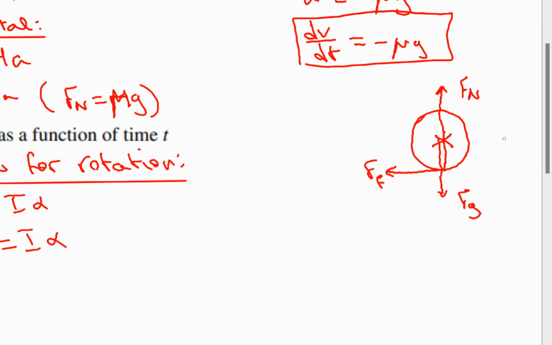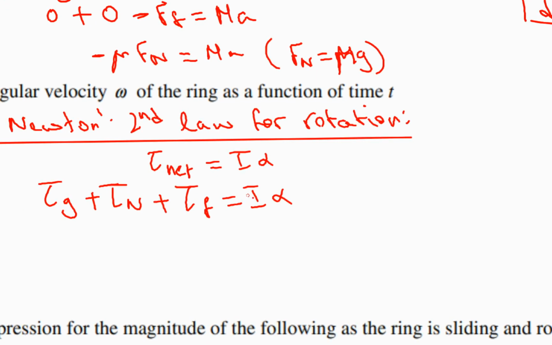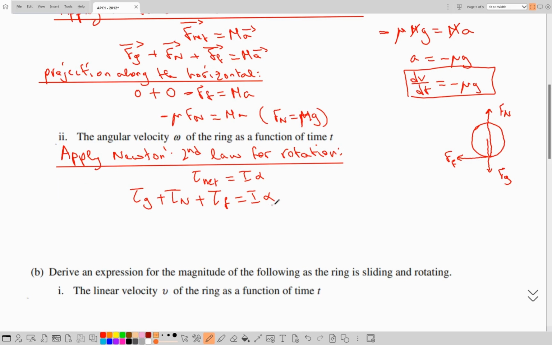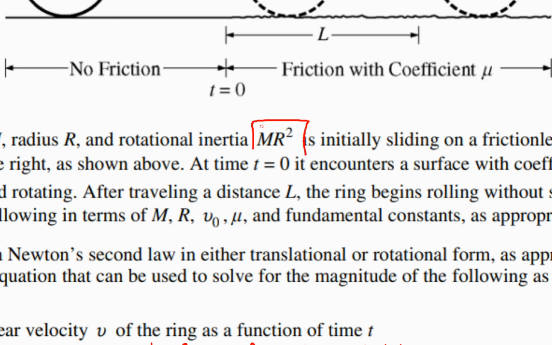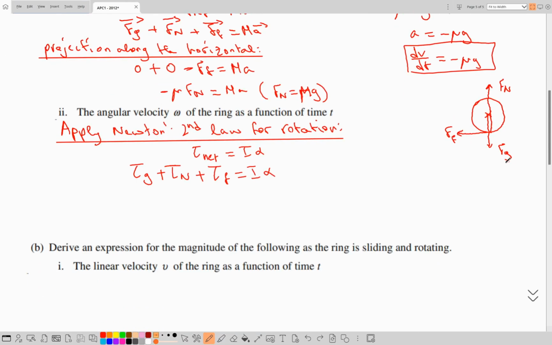Now, why is it important for us to identify our point of rotation? Simply to identify what I represents, because I from point to point is different, as well as for the torques. Now, because we're considering the pivot to be this point, then I should be the rotational inertia of the ring around its center, which is given by mr squared, the most inertial object, multiplied by alpha.